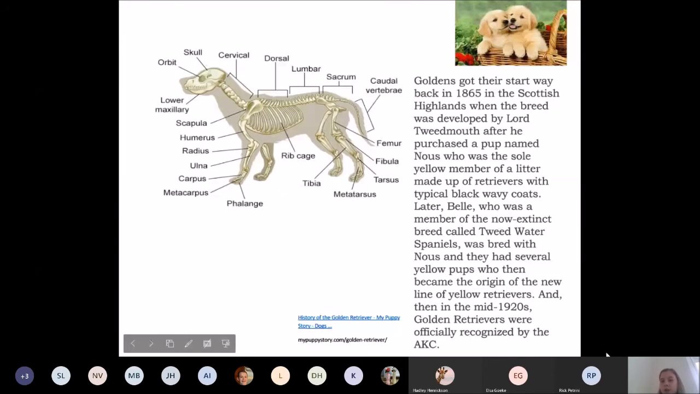Okay, golden retrievers got their start way back in 1865 in the Scottish Highlands, when the breed was developed by Lord Tweedmouth after he purchased a pup named Nous, who was the sole yellow member of a litter made up of retrievers with typical black wavy coats. Later, Belle, who was a member of the now extinct breed called Tweed Water Spaniels, was bred with Nous and several yellow pups, who then became the origin of the new line of yellow retrievers. And then, in the mid-1920s, golden retrievers were officially recognized by the AKC.